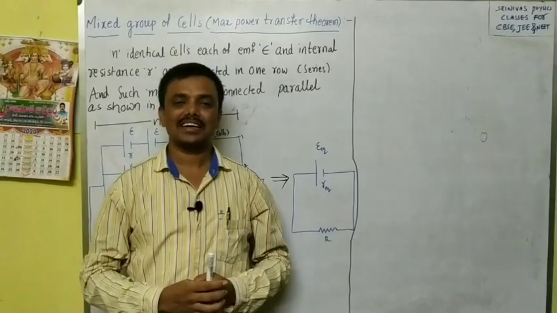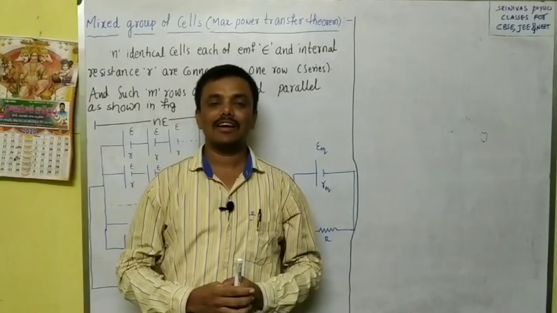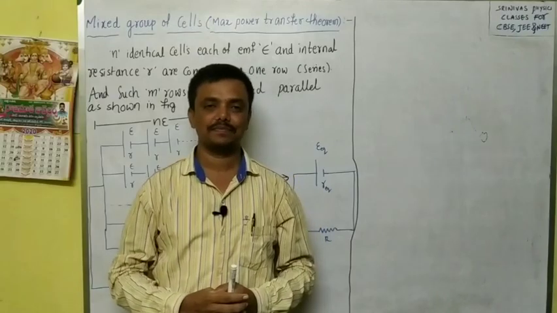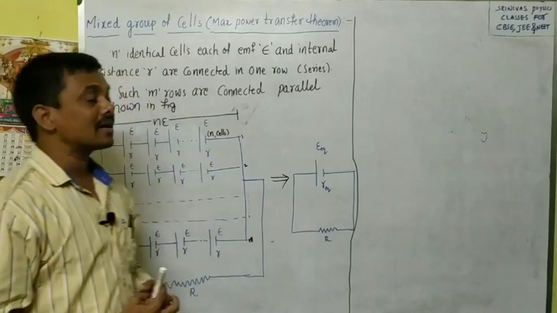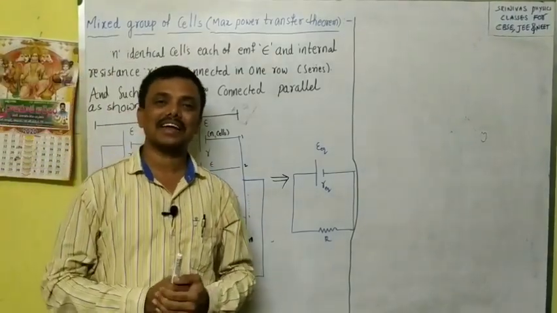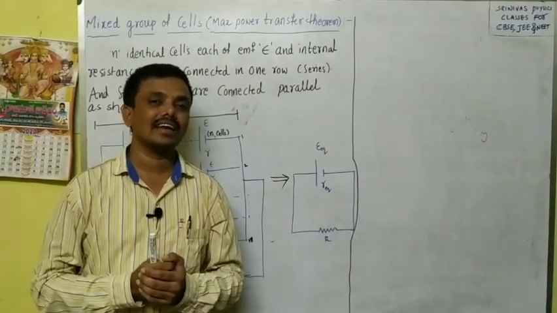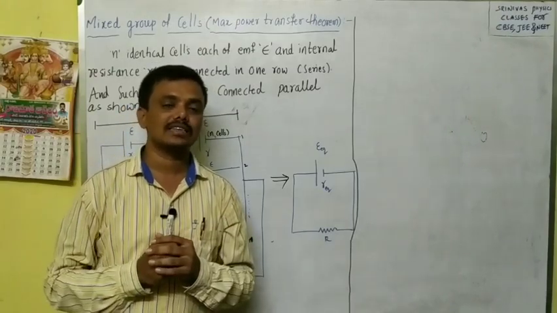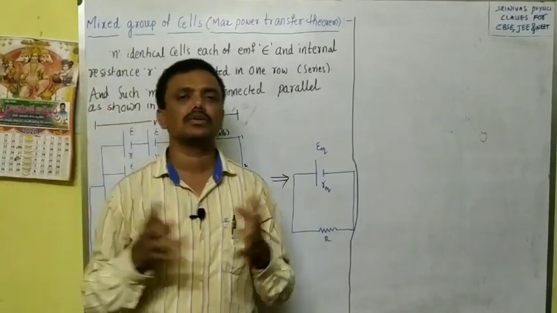Today's topic: continuation of current electricity. In the last class, we discussed series and parallel combination of cells. Now I am going to explain the mixed group of cells. Cells may be connected in series, cells may be connected in parallel, and how will they be connected in a mixed group? Mixed group means some cells are connected in series and some cells are connected in parallel.